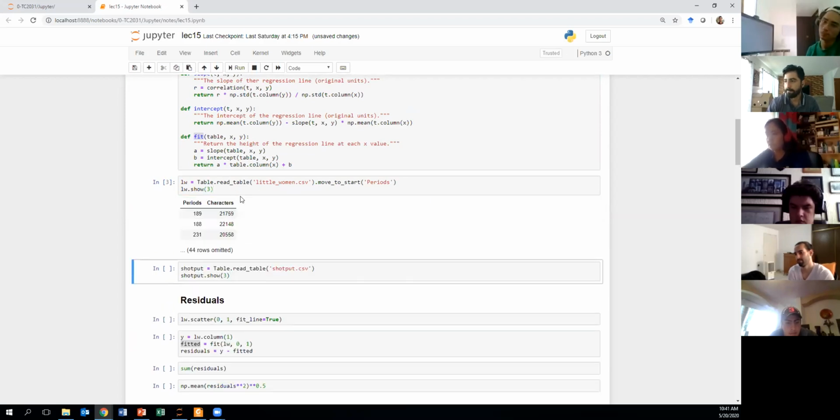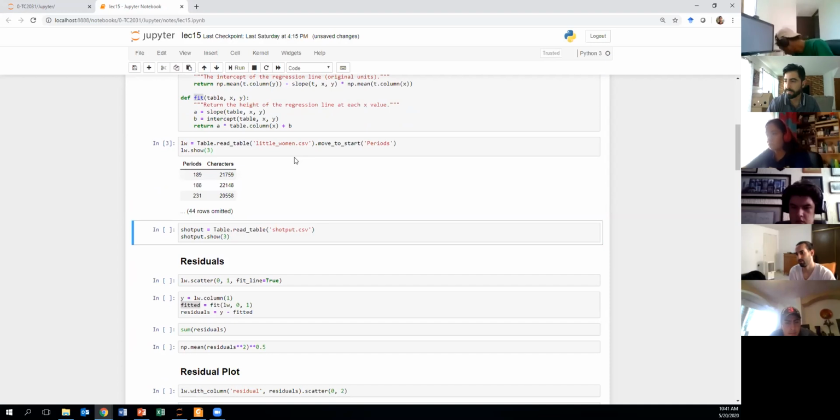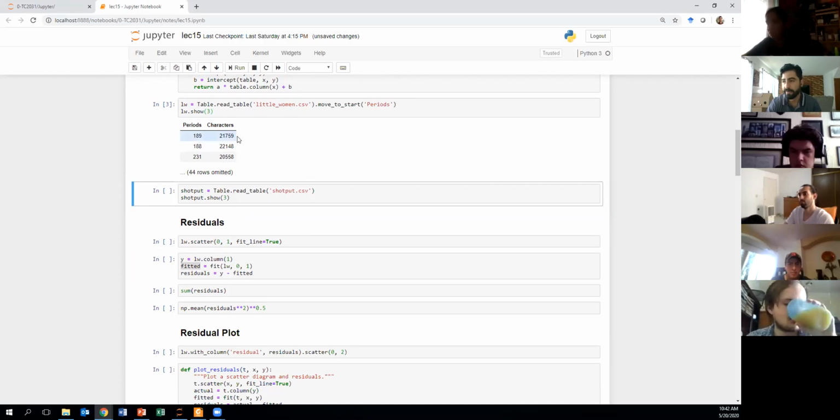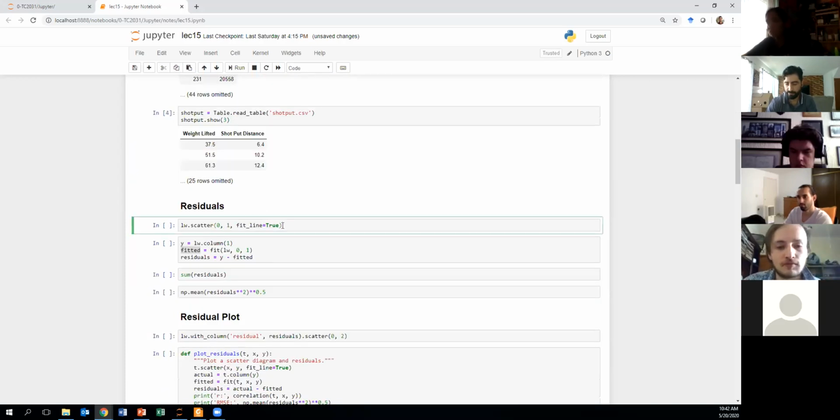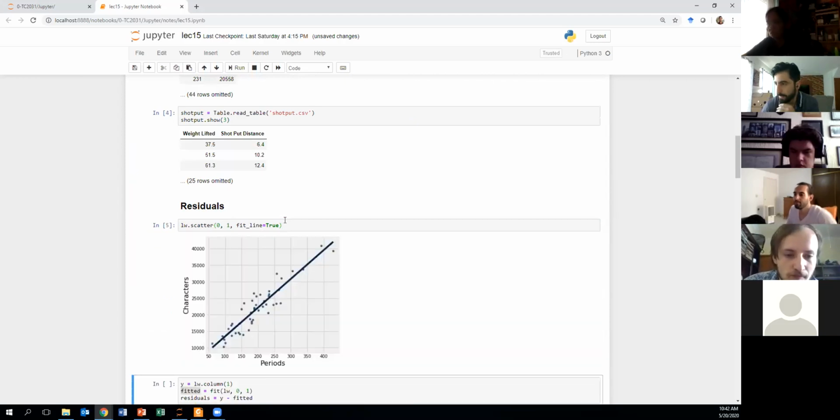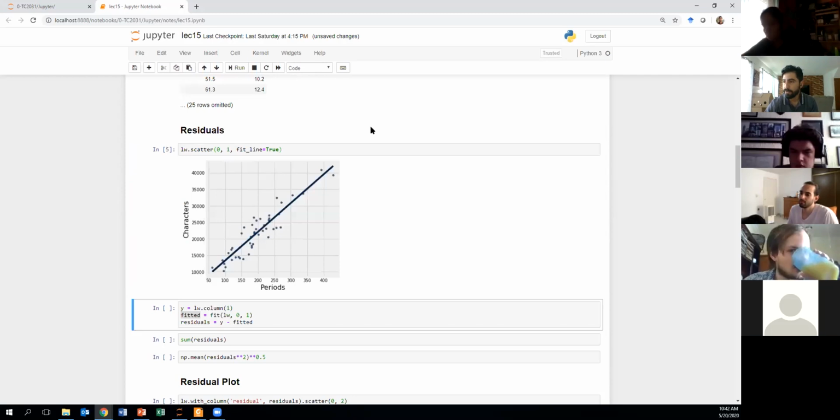I have all these functions I'm going to use. Let's look at the Little Women table, the one that we saw last week. It has all 47 chapters, and for each chapter, how many periods and how many characters you have. And this is the table for shot put. I'm going to just load them, then we're going to look at those tables. Shot put is the sport where you have to throw a big metal ball. The farther you throw, the better result you get.